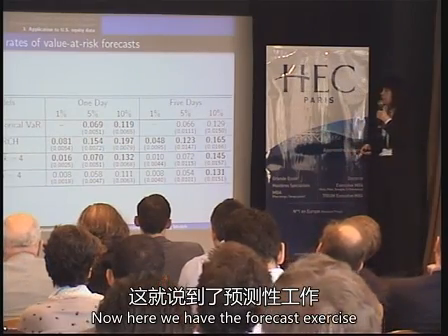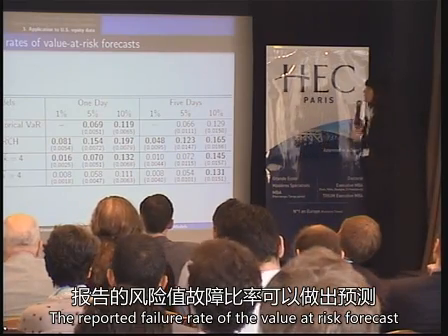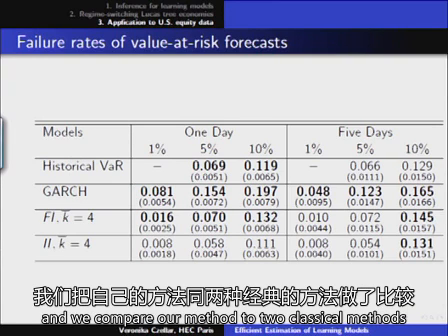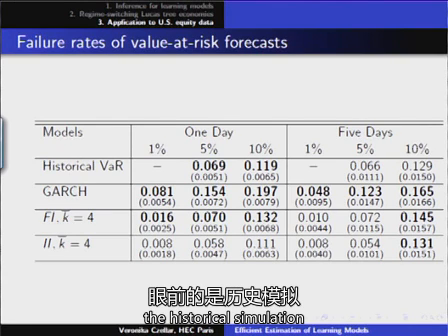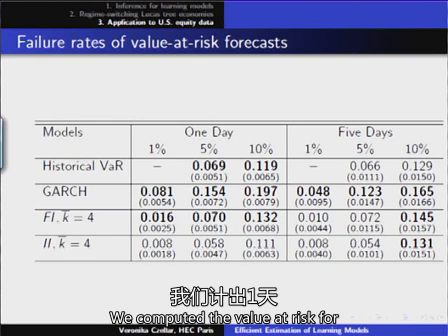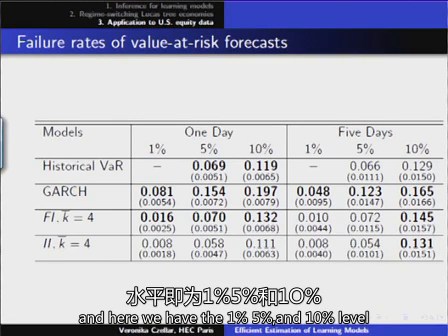Now, here we have the forecast exercise. We reported failure rates of the value at risk forecasts, and here we compare our method to two classical methods. The historical simulation, historical value at risk, is here. We computed the value at risk for both 1-day and 5-day horizons, and here we have the 1%, 5%, and 10% levels.